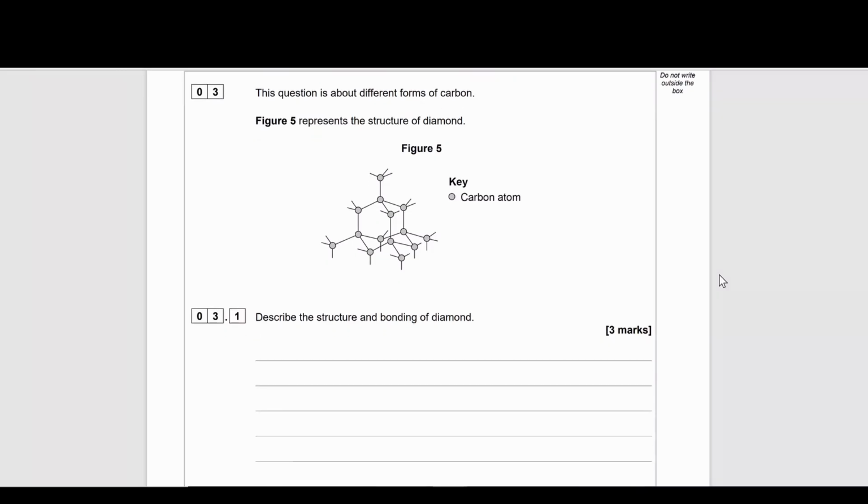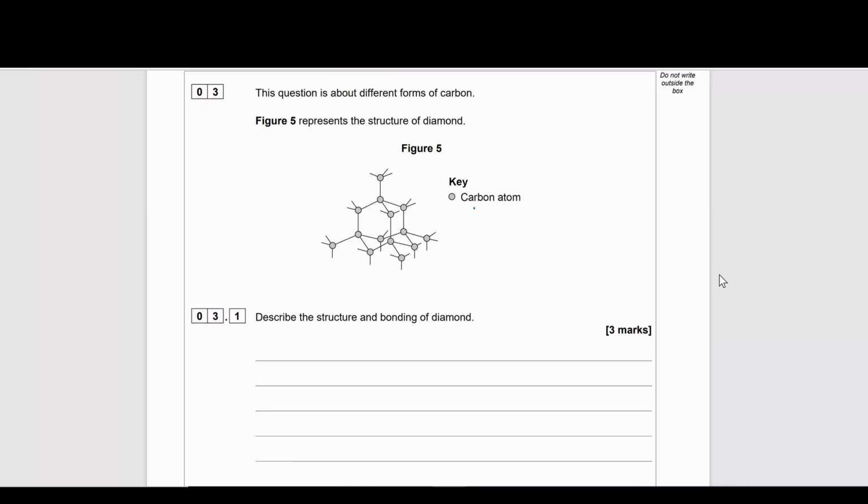Question 3. This question is about different forms of carbon. Figure 5 represents the structure of diamond. Okay, it's giving us a key, solid circles representing carbon atoms. Describe the structure and bonding of diamond.